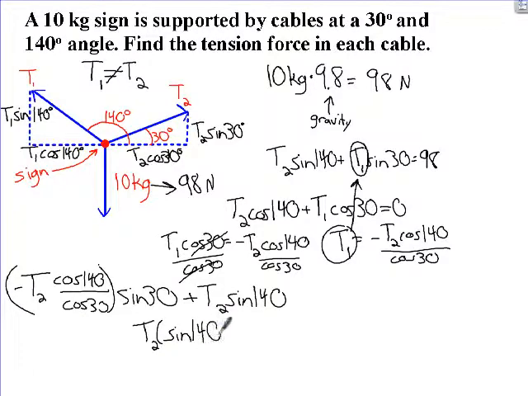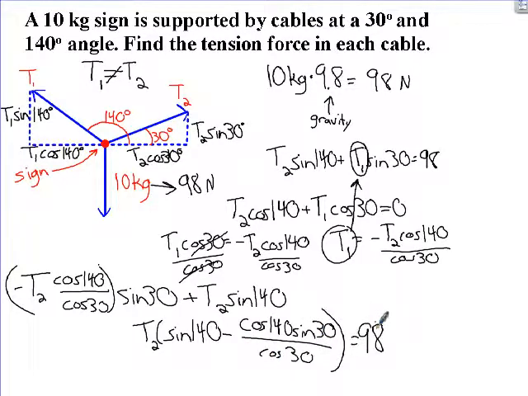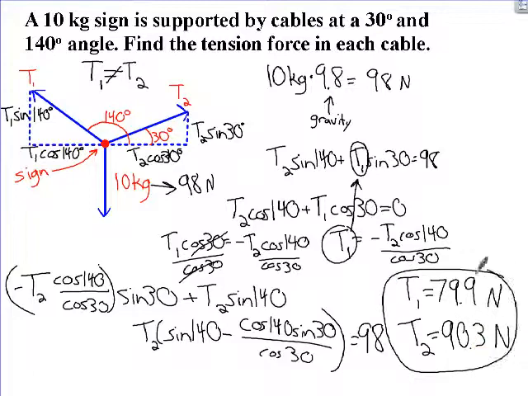Next, we will pull the variable T2 out in front of the equation and multiply sine 30 by negative cosine 140 over cosine 30. After doing all of the math, we will get T1 equals 79.9 newtons and T2 equals 90.3 newtons. Congratulations! You now have the know-how to solve your own tension problems.